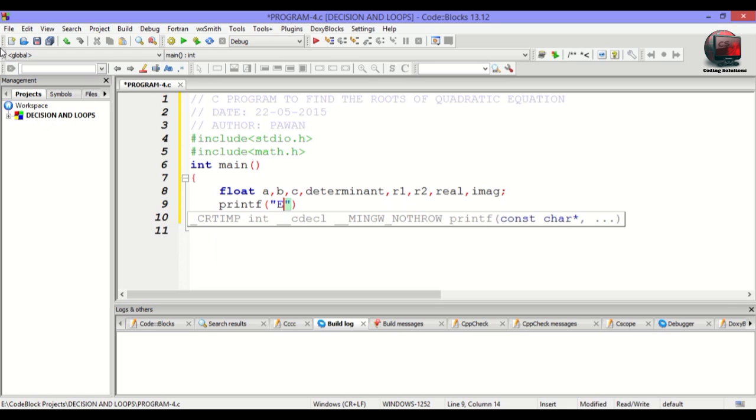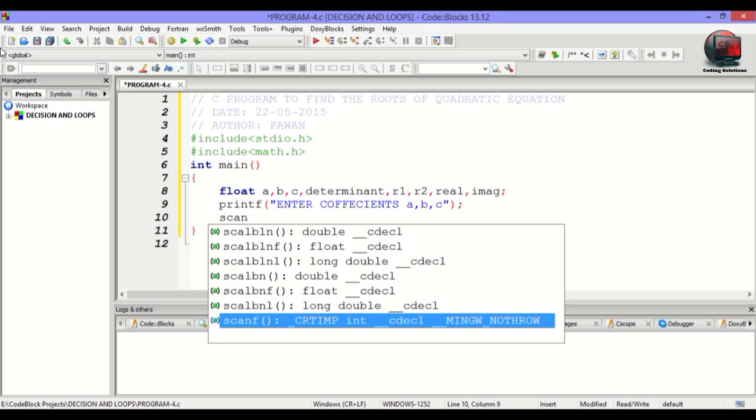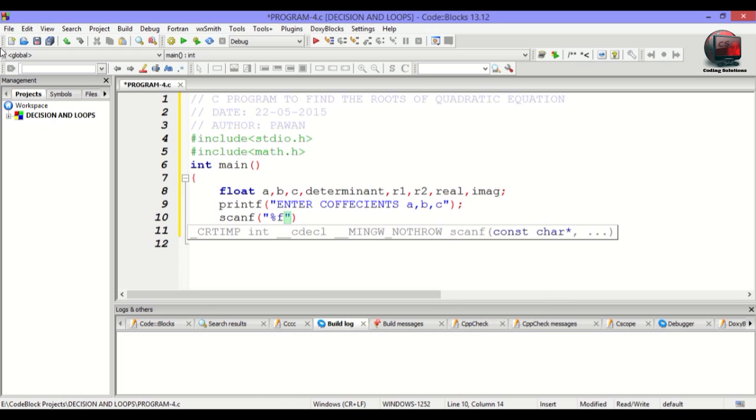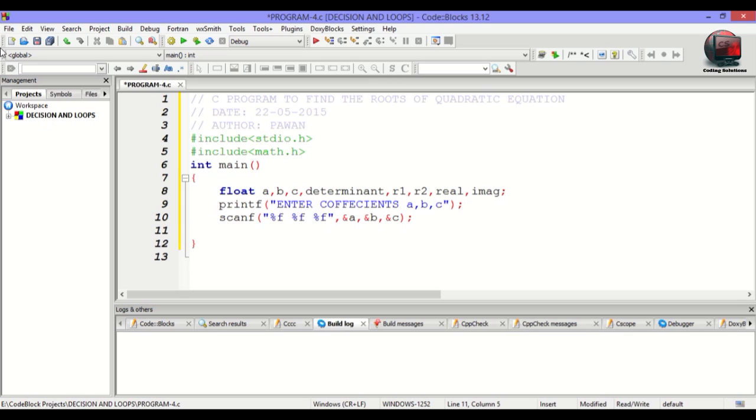Just use printf, enter the coefficients a, b, and c. Use the inbuilt library function scanf, %f %f %f, simply ampersand a comma ampersand b comma ampersand c. The formula for the discriminant is b square minus 4ac. So the determinant equals b square, for which we simply use b asterisk b minus 4 into a into c.